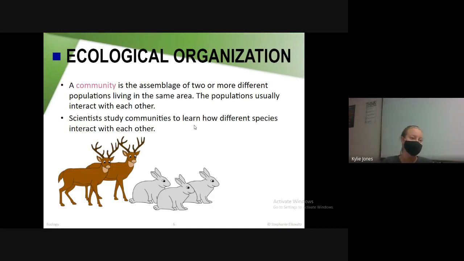We are on organization. Yeah, so we are filling out the one that says community. So like the box that says community, you'll write that definition. A community is the assemblage of two or more different populations living in the same area. Or just copy and paste it over. Okay. Yeah, you can do that whole bullet point, yeah.